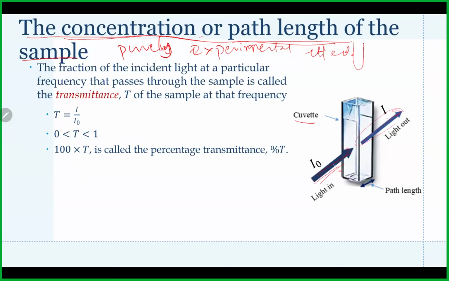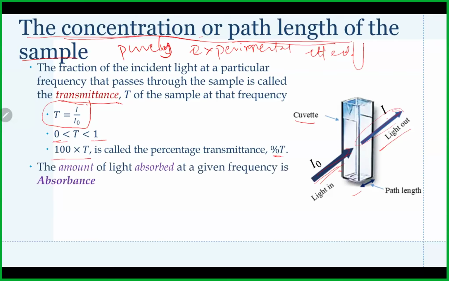We know that once you shine light through any substance, the light that comes out is often less intense. So there's the incident light, and then there's the transmitted light. The fraction of the incident light that passes through a sample is called the transmittance of that sample at that frequency, and is given by this equation. It can range from 0 to 1, and is often reported as a percentage, called the percentage transmittance. The amount of light that is absorbed, the part that is not passed out, is called the absorbance of the sample at that frequency.